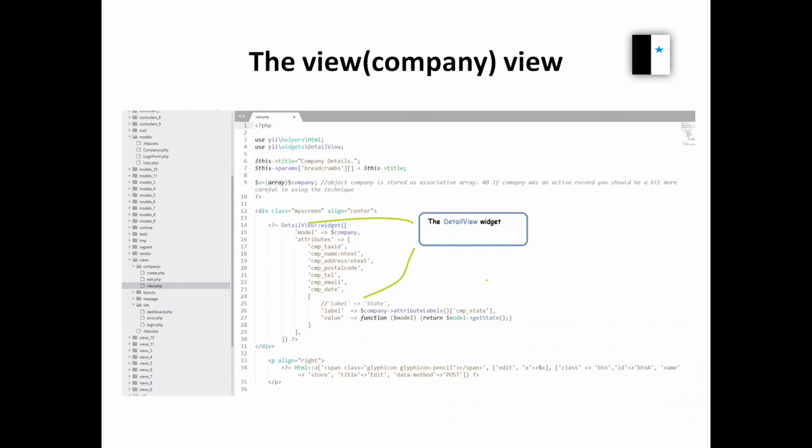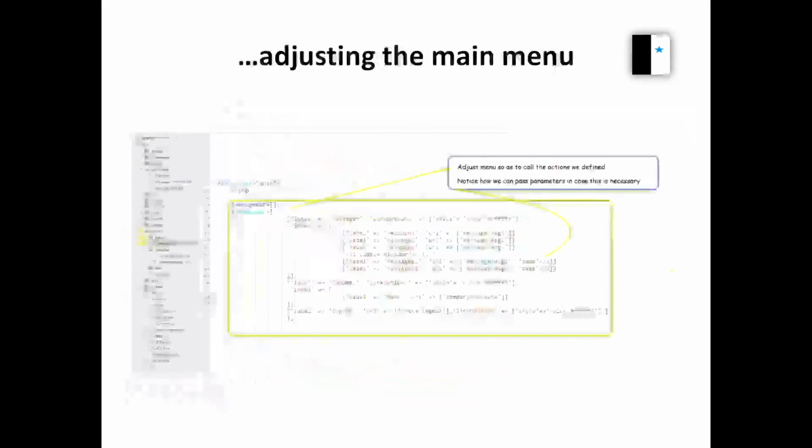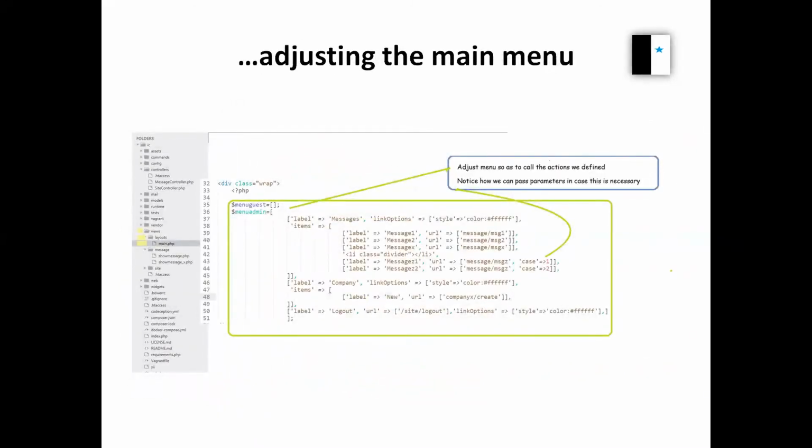This is the view company view. Nothing very difficult there. The only thing that you should notice is the use of the detail view widget, through which you can display the fields of an object on screen in a nice tabular way. And I have to adjust the main menu so as to be able to call the actions of my controller, and notice how I can pass parameters in case this is necessary, and it's necessary for action message Z.